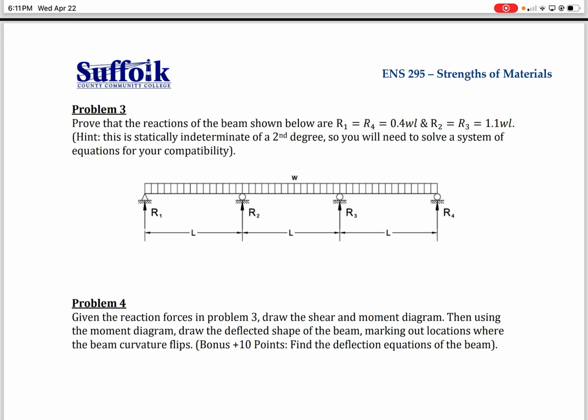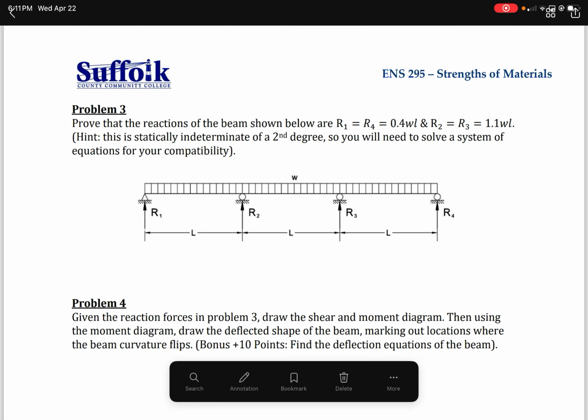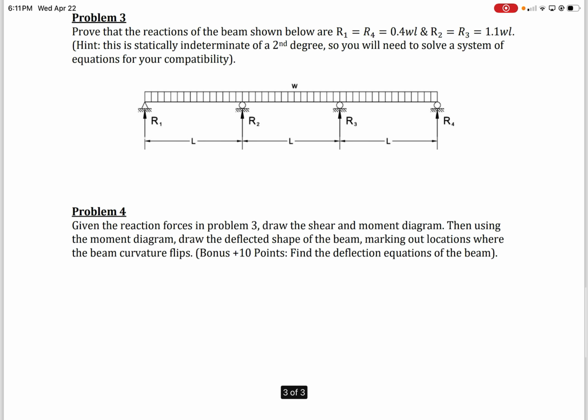It sounds like a lot of work. It is. Especially since this is statically indeterminate to the degree of 2, which, guess what, will require you to solve a system of compatibility equations. So it can be a little bit of work. That's why on problem 4, I was a little easier, where I didn't even require any more calculations, because problem 3 is basically the work of 2 questions. Hence problem 4 is pretty easy. I think it's more of a conceptual thing. Does anyone have any questions on anything that we just discussed?